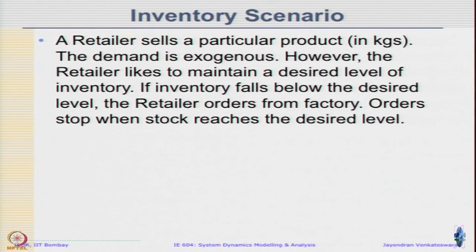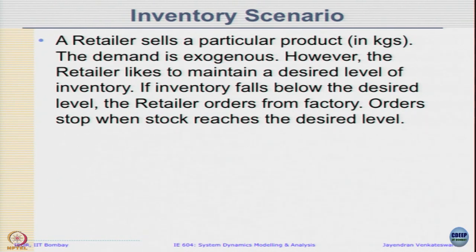So let's start with a very basic model. Let's say a retailer sells a particular product in kgs. Let's assume demand is exogenous. The retailer likes to maintain a desired level of inventory. If inventory falls below the desired level, the retailer orders from the factory. Orders stop when stock reaches the desired level. Right? It is a very basic model.